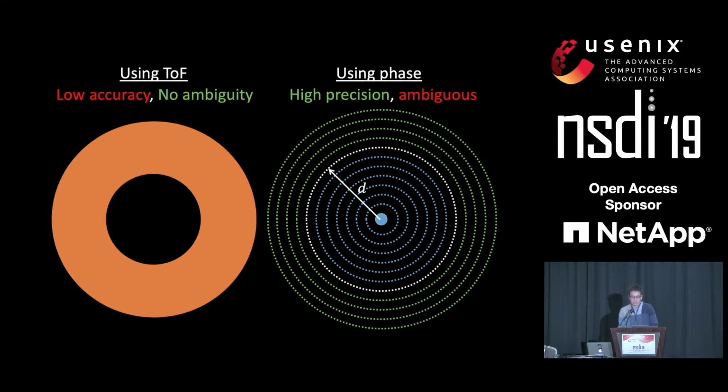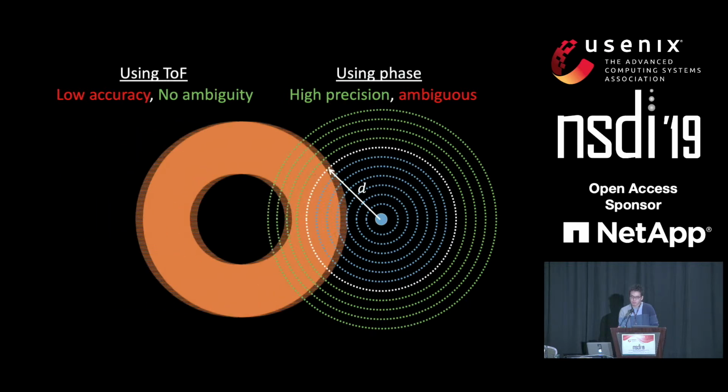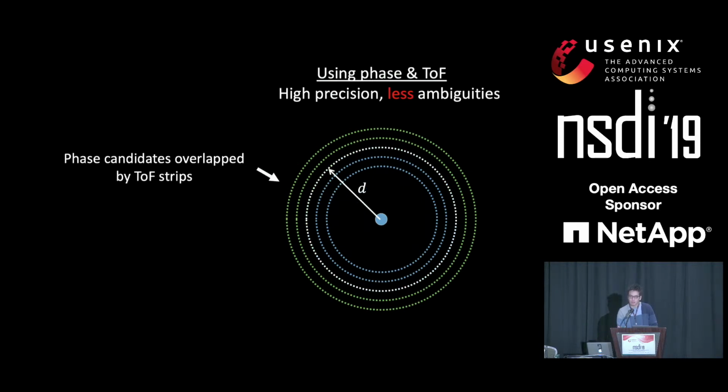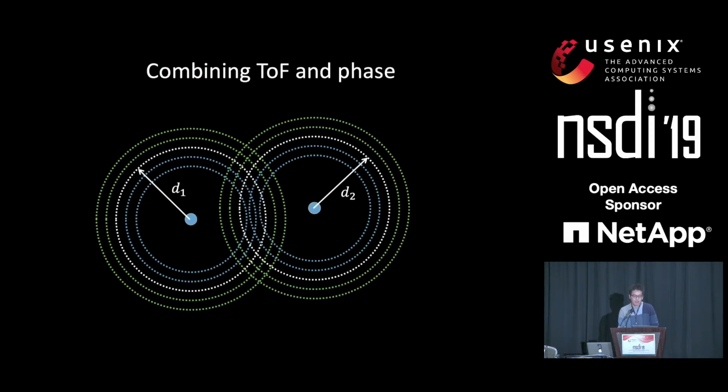One simple idea is, why don't we just combine both of them? By using the time of flight measurement to eliminate most of the candidates and only keep those candidates that are within the strips, we'll be able to maintain the same level of precision provided by the phase, but have much less ambiguity. However, even with this, if you have two antennas, you can still see there is a significant number of candidates left. You still need to address which one of them is the correct one.